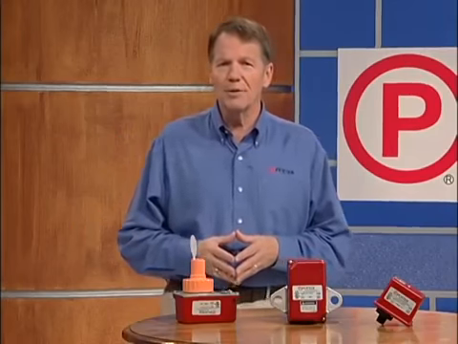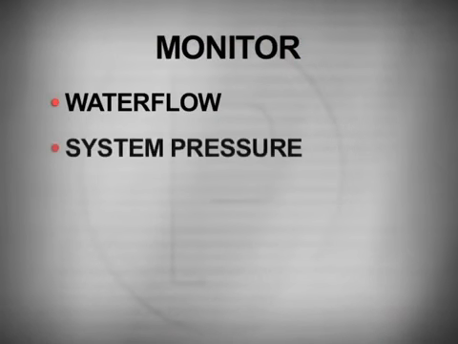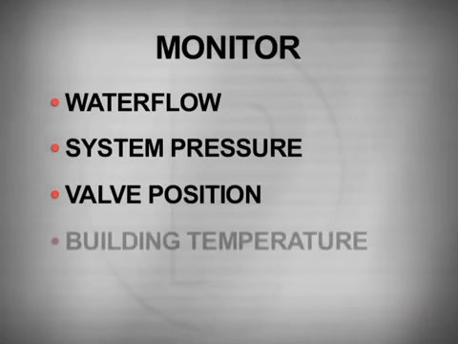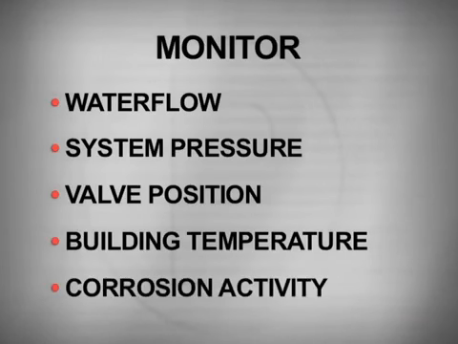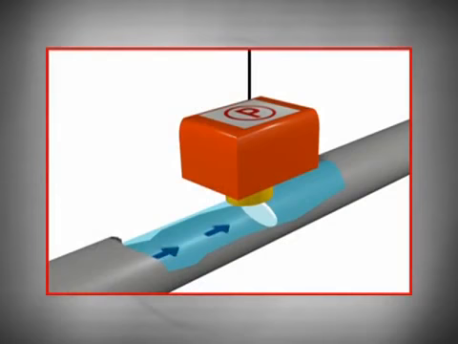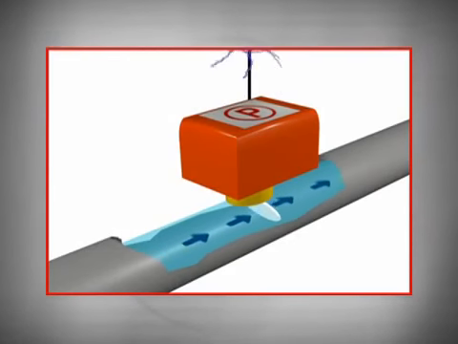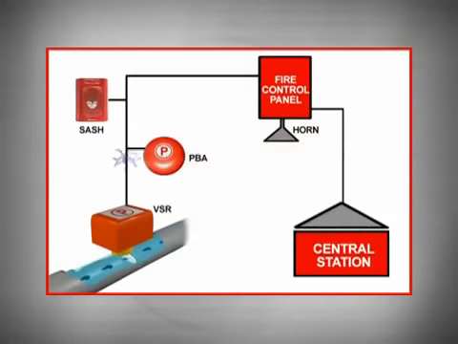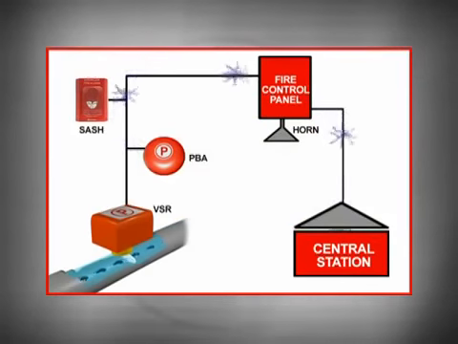The purpose of sprinkler monitoring is to watch the sprinkler system for critical changes and then notify the proper authorities. Potter sprinkler monitoring products monitor water flow, system pressure, valve position, building temperature, and corrosion activity. Changes in any one of these elements may mean that the sprinkler has been activated and water is flowing through the system, or that there's a problem in the system that could make it inoperable in the event of a fire. In any of these instances, the authorities and building owners are notified so the situation can be corrected.